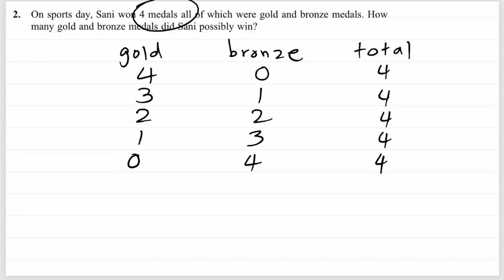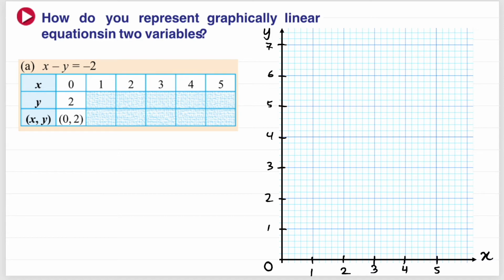Boleh. Okay. How do you represent graphically linear equations in two variables? Sekarang ni kita nak tengok dari segi graf pula. Okay. So cikgu ada contoh kat sini, x minus y is equals to minus 2. So kita ada nilai x daripada 0 sampai 5. Sekarang ni kita nak cari bila x equals to 0, 1, 2, 3, 4, 5, berapakah nilai y dia. Okay. So macam mana cikgu dapat 2 dekat sini? Cikgu masukkan, I substitute the value of x is equal to 0 inside here. So cikgu dapat 0 sini, tolak y sama juga dengan negative 2 and I will get y is equals to 2. So that's why 2 kat sini.